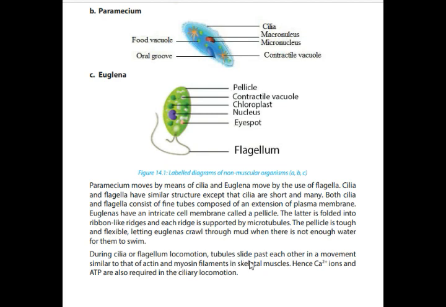Hence, calcium ions and ATP are also required in ciliary locomotion. Yes, they need calcium ions and need ATP as energy.